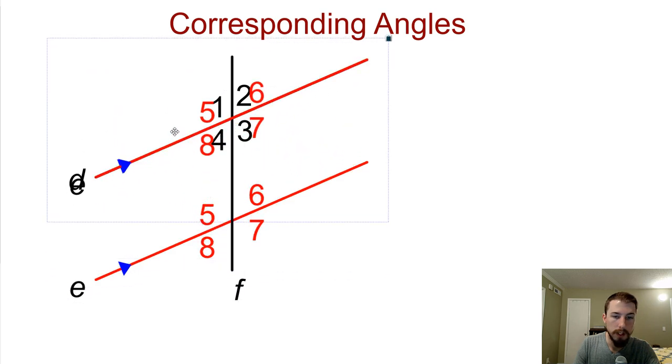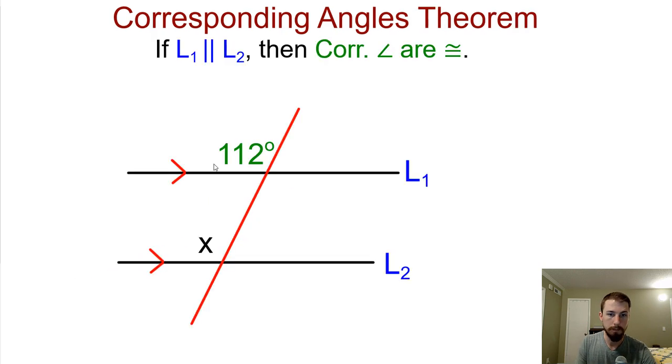So if we notice here, the 1 and the 5 are exactly the same angle. 2 and 6 are the same. 3 and the 7, and 4 and the 8. So the ones that correspond in the same location are going to be congruent. Those angles don't change as we move it up or down a transversal.